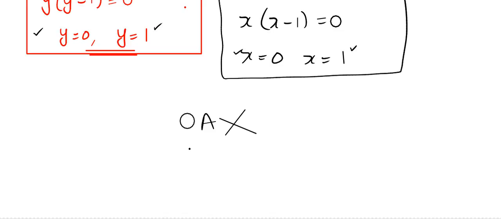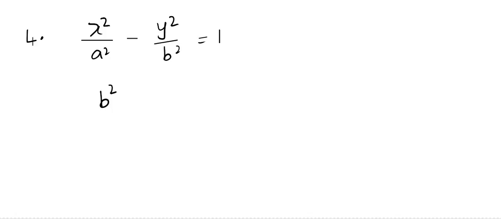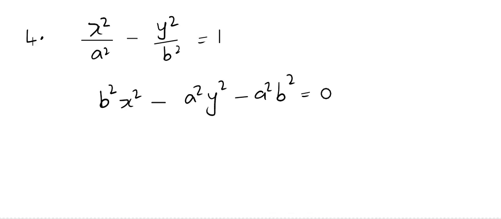Okay, so that's it. Now let's try one more problem, a very simple one, that is x square by a square minus y square by b square equal to 1. Anyway, I'll put it in the proper algebraic form. I'll take LCM and multiply throughout by a square b square. I'll end up with a square y square minus a square b square equal to 0. Now inspection: degree 2, degree 2, degree 0. Remember, a and b are constants and constants have degree 0. So I'm going to declare the degree of the expression is equal to 2.